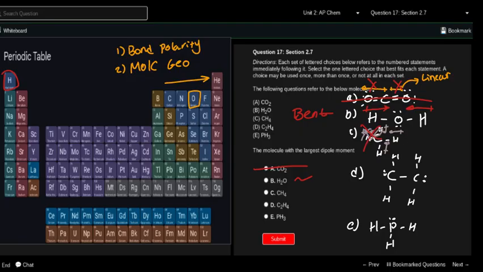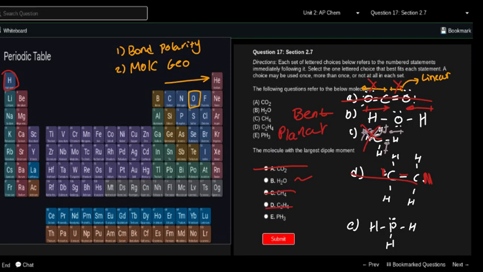And now if we look at C2H4, this is a planar molecule. And once again, if you just look at it, the carbon-hydrogen bonds and the carbon-carbon double bond. The carbon double bond is actually slightly polar, but overall, there's not a very large dipole moment compared to water, so it won't be D.